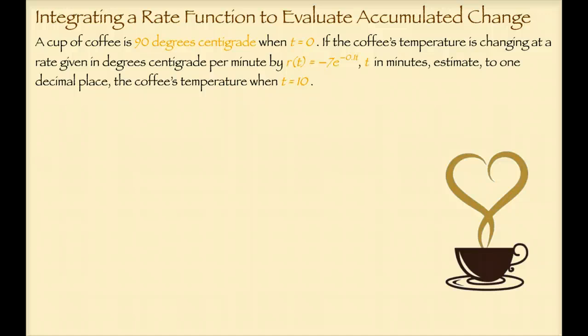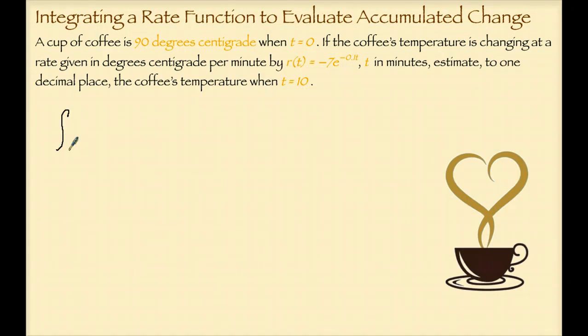A cup of coffee is 90 degrees centigrade when t equals 0. If the coffee's temperature is changing at a rate given in degrees centigrade per minute by R of t equals -7 e to the -0.1 t, where t is in minutes, estimate to one decimal place the coffee's temperature when t equals 10. This rate function is determining how the temperature of the coffee is changing over time. So integrating this rate will give us the value of the total accumulated change in temperature over a certain period of time. So let's find the integral.